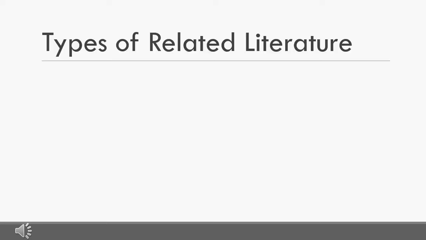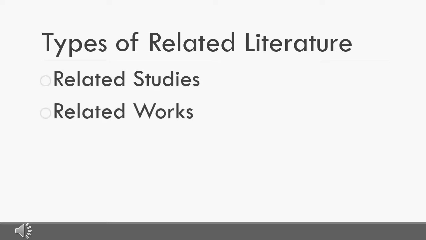Every author describes the types of related literature in a certain way, but one that captured me such that it is retained in my memory is this particular classification. I am sorry that I was not able to remember the author of the said material, but the author classified the related literature as follows: related studies, related works, and related concepts.